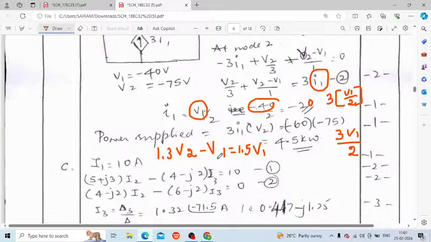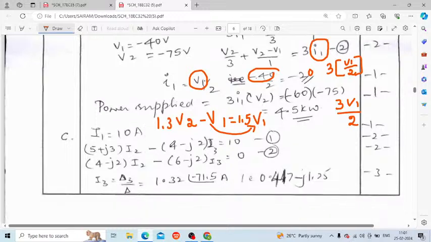So now I have this V1. I'll shift this V1 to the other side. When I shift it, it is 1.3 V2 which is equal to 1.5 V1 plus V1. So what is 1.5 plus 1? 1.5 plus 1 is nothing but 2.5, right? So it is 2.5 V1. You shift this again to the other side, so you get 1.3 V2 minus 2.5 V1 which is equal to 0.